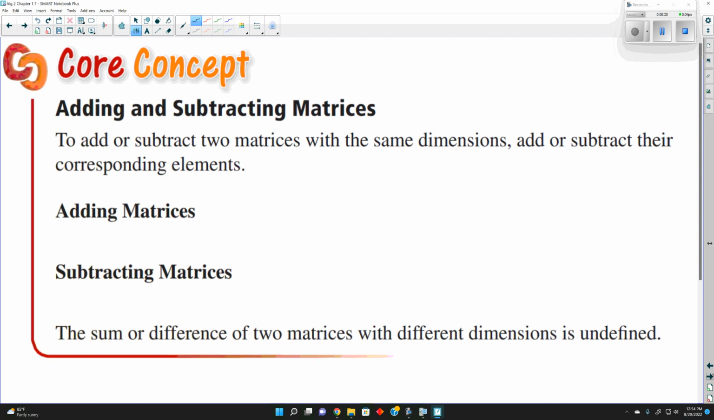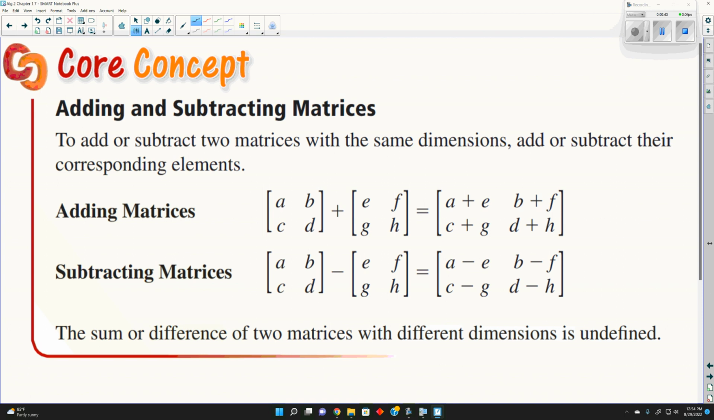Now what we're looking at today, first thing we're looking at today is adding and subtracting matrices. To add or subtract two matrices with the same dimensions, add or subtract their corresponding elements. The sum and difference of two matrices with different dimensions is undefined. So they have to have the same dimensions for us to be able to add or subtract. Now, you don't have to write this down because I have a feeling once we start doing these, they'll make sense.